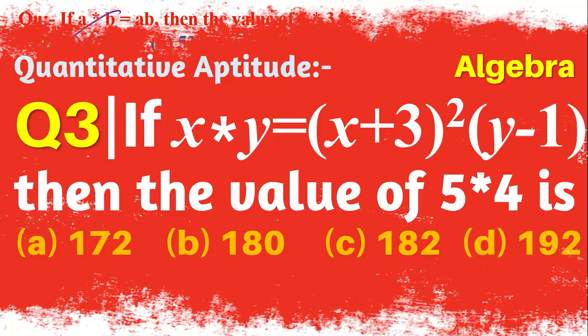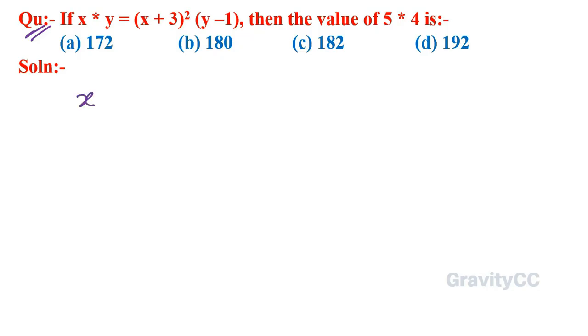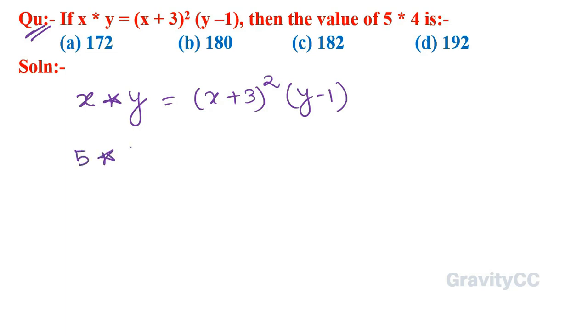If x star y is equal to x plus 3 whole square into y minus 1, then the value of 5 star 4 is. So here given x star y is equal to x plus 3 whole square into y minus 1. So now we replace x by 5 and y by 4. So is equal to 5 plus 3 whole square into 4 minus 1.